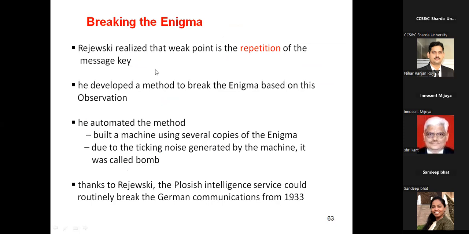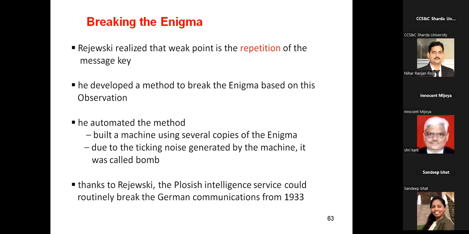So Rejewski realized that the weak point is the repetition of the message key. If the same key is repeated, then it provides more weakness. He developed a method to break the Enigma based on this observation. He automated the method and built a machine using several copies of the Enigma. Due to the ticking noise, it was called a bomba. Thanks to Rejewski, the Polish intelligence services could routinely break the German communication from 1932. Within 2 years, he had developed a method and was routinely breaking the machine, getting plain text from the ciphers coming from the machine, as a cryptanalyst.